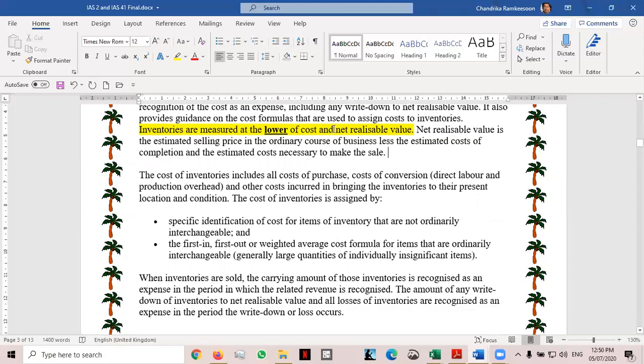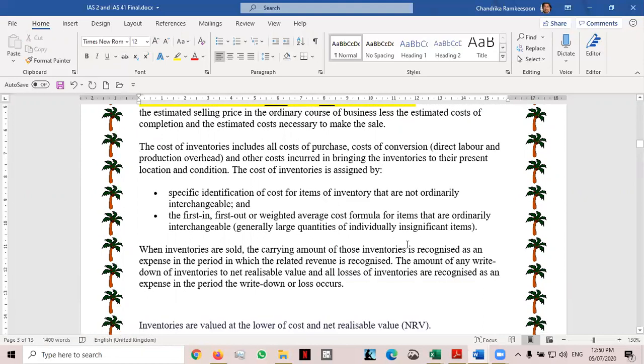Let me just highlight this also, because it is actually lower of cost and NRV. The cost includes all purchase costs, cost of conversion, direct labor, production overhead. This is especially if an item, as I said, is being produced for resale, and other costs incurred in bringing the inventories to their present location and condition. The cost of inventories is assigned by specific identification of cost for items of inventory that are not ordinarily interchangeable.